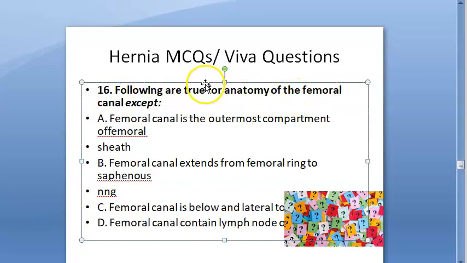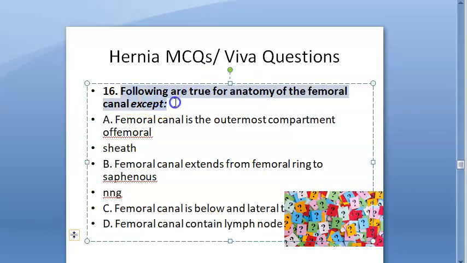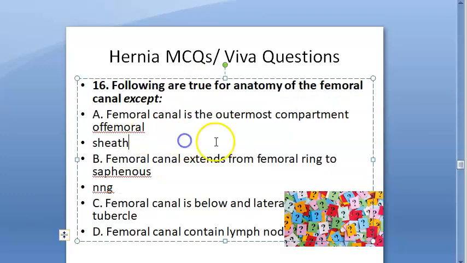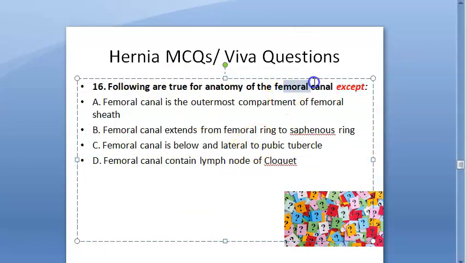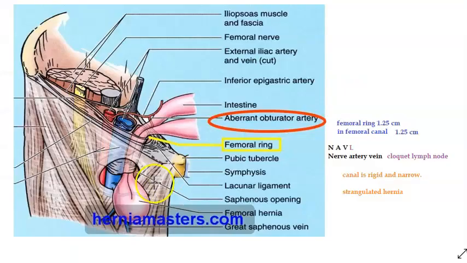Following are true for anatomy of the femoral canal except. Femoral canal anatomy. It's an except question, guys. Focus, and it's about the femoral canal. So basically, what do you know about it? So here is the femoral ring, and here you have the femoral canal, right? What all do you have in that? You have the lymph node of Cloquet, you have a vein, you have an artery, and you have a nerve, right? So that is the femoral canal.